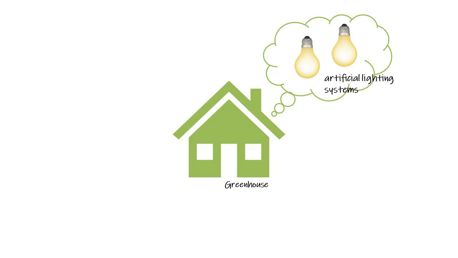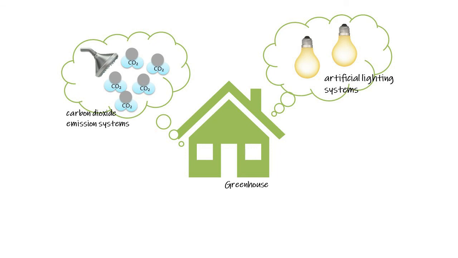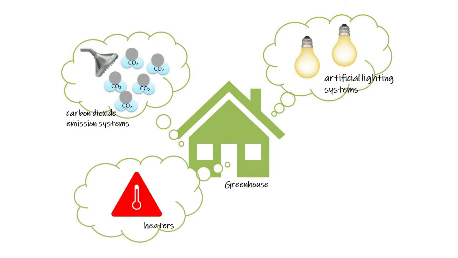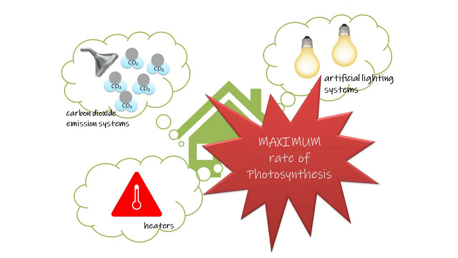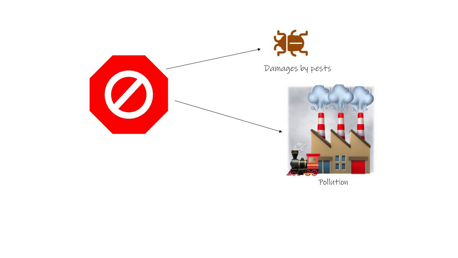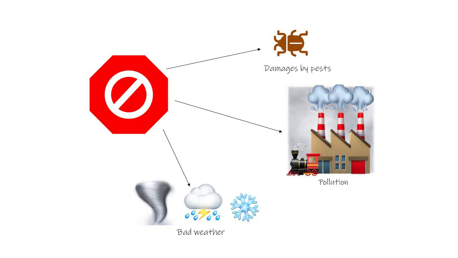Greenhouses are often equipped with artificial lighting systems, carbon dioxide emission systems, and heaters. The light intensity, carbon dioxide concentration, and temperature can be increased to allow crops to reach their maximum rate of photosynthesis. The protected environment in greenhouses also reduces damages by pests, pollution, and bad weather.